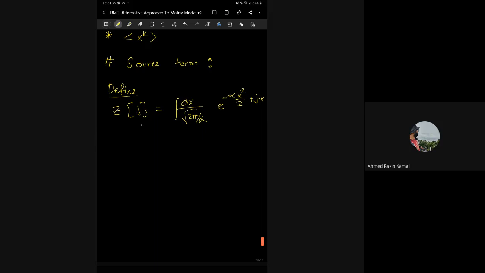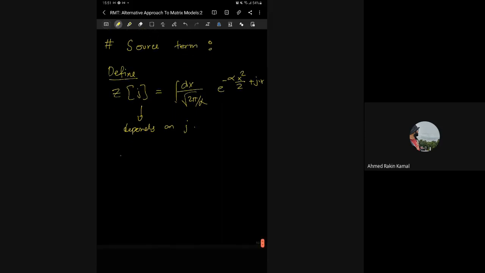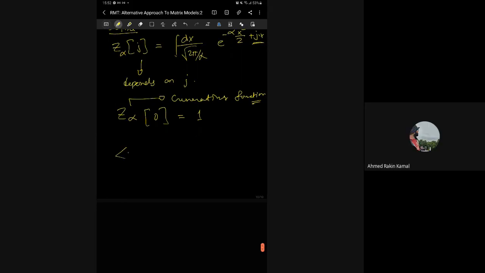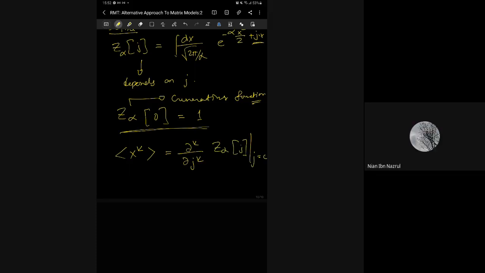So this depends on j, let's give a subscript alpha. At j equal to 0, it's 1 because it's your normal Gaussian integral. You don't have this source term. This is sometimes called the generating function. You can generate these xk's by taking derivatives and setting j equal to 0. How do we do that? This is what I claim again.